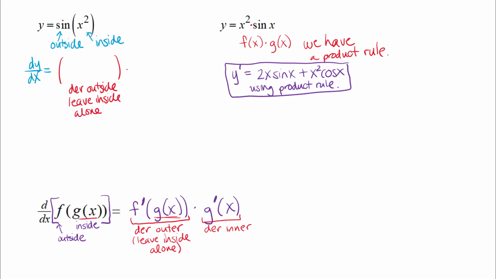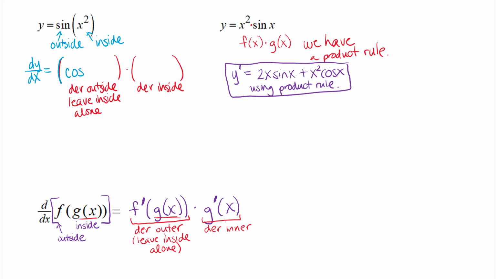And then times the derivative of the inside. Okay, so now I'm just going to go back and fill in those pieces here. All right, so the outside function is the sine function. So I want to think to myself, what is the derivative of the sine function? And you should quickly say the derivative of sine is cosine. And so we're going to say the derivative of the outside function would be cosine.